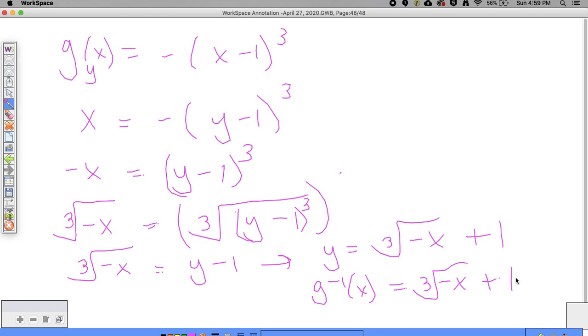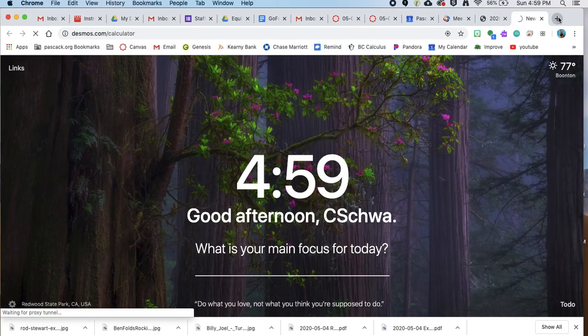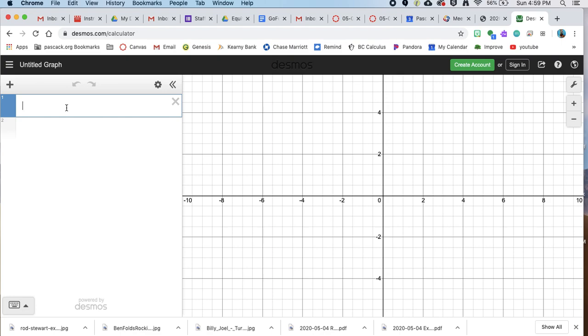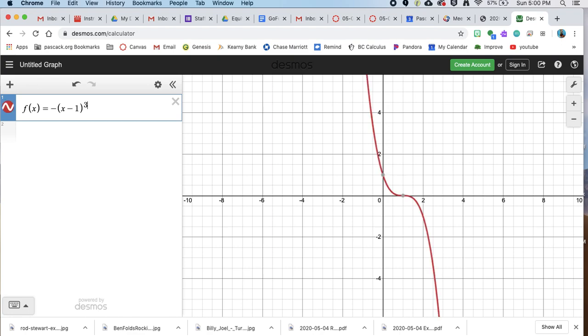And because I'm feeling generous right now, we're going to go ahead and graph those. So let's do the cube root of negative x plus 1, and then the negative of x minus 1 cubed. Okay, so let's go to Desmos, and here we are, and we'll type that in here. If I were better prepared, I would have had this graphed already, but I'm just doing it as we go along. So we're going to go f of x is equal to negative parentheses x minus 1 raised to the third power.